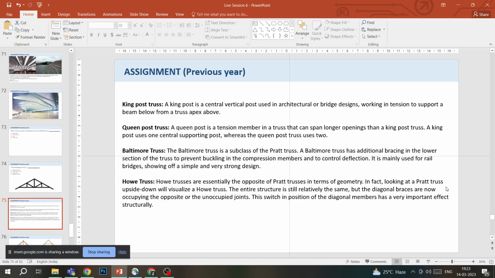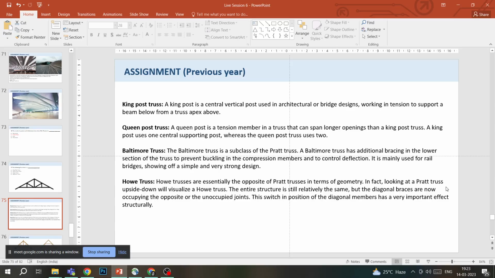So a king post is basically a central vertical post used in architectural or bridge designs, working in tension to support the beam below from a truss apex above. So if there is a truss in which the central post is being used, which is called a king post, it is a king post truss. A queen post truss: a queen post is a tension member in a truss that can span longer openings than a king post truss.